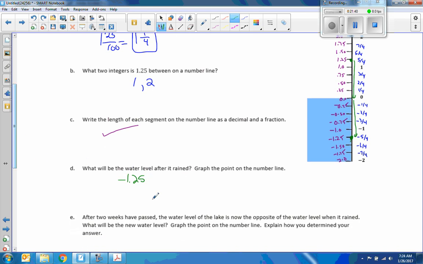After 2 weeks have passed, the water level of the lake is now opposite of the water level when it rained. Oh, I just answered that question. I put the answer in comments.